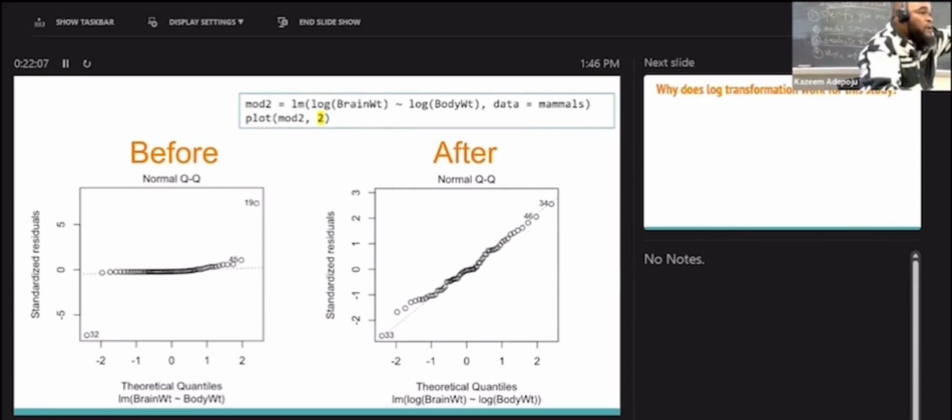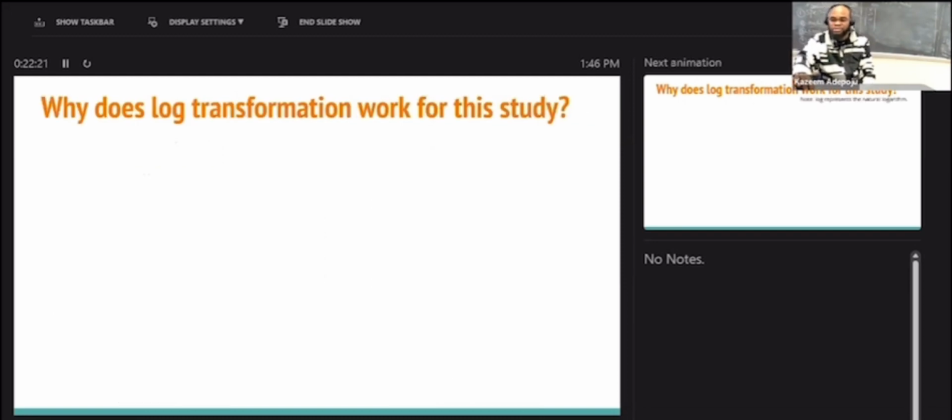Look at before. Oh my God. Look at after. It means the log transformation has really worked. We got a way in statistics to evaluate our intervention, to prove to the world that our intervention has worked. Okay, so why does log transformation work for this study?